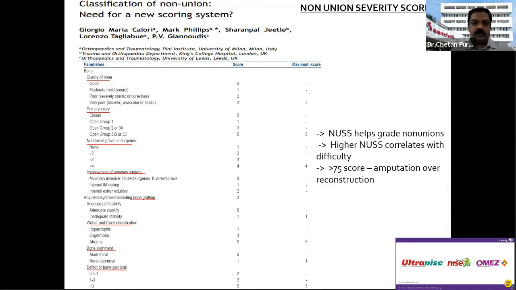Now, this is quite an exhaustive score. It can be compared to the Mangled Extremity Severity Score or the Ganga Hospital score, which helps one decide whether to salvage a mangled or a badly fractured limb. And this applies to non-unions, while the MESS score or Ganga score applies to fresh injuries. So there are various parameters that are taken into consideration while calculating the score.